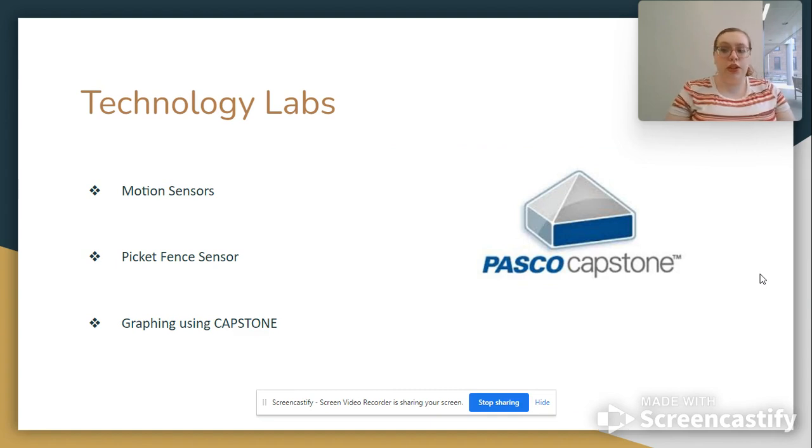We used a lot of technology labs in which we used Pasco Capstone equipment, using a lot of motion sensors, picket fence sensor, as well as graphing with the Capstone equipment. So velocity time graphs, position time graphs, as well as using the data that we can collect from those graphs using the motion sensors or any other equipment we use with Pasco to then graph in Google Sheets. So it was kind of a build up this entire first half of the year to get them used to working with the lab equipment, mainly the Pasco Capstone equipment with those motion sensors, because that's what we mainly use.